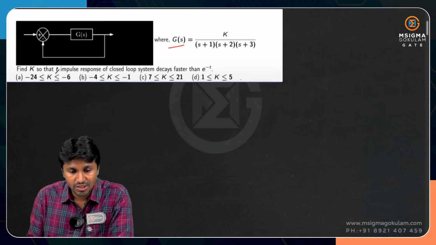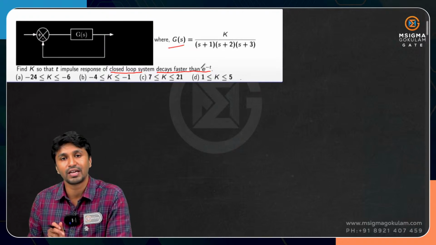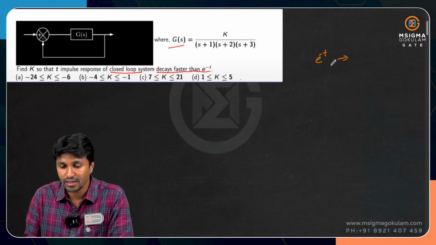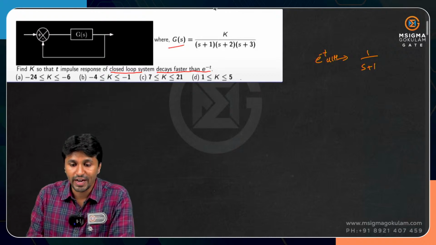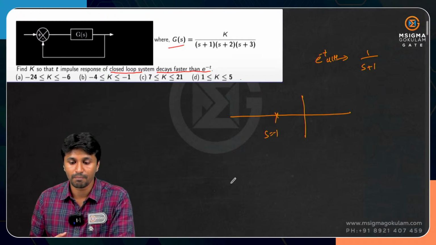Find K so that the impulse response of a closed loop system decays faster than e raised to minus t. So this is basically a question based on relative stability. What is the Laplace transform of e raised to minus t u of t? This is nothing but 1 by s plus 1. Therefore you have to find the relative stability of the system about s equal to minus 1.